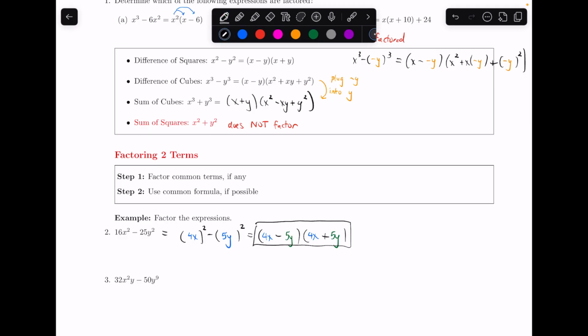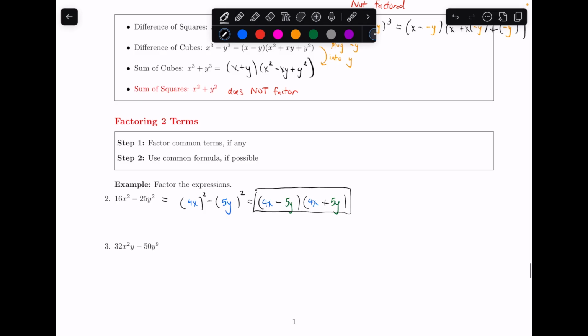All right, let's do the next example. All right, so first step is factor out anything common. So I noticed that with the 32 and the 50, 2 divides both of those. So I can factor out a 2. And then also a y is common to both of these. So I can factor out y. And when I do that, that leaves me with 32 divided by 2 is 16. And when I factor out the y, that'll still leave me with that x squared.